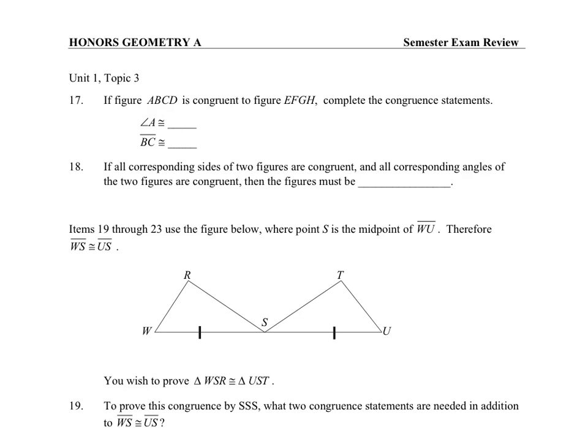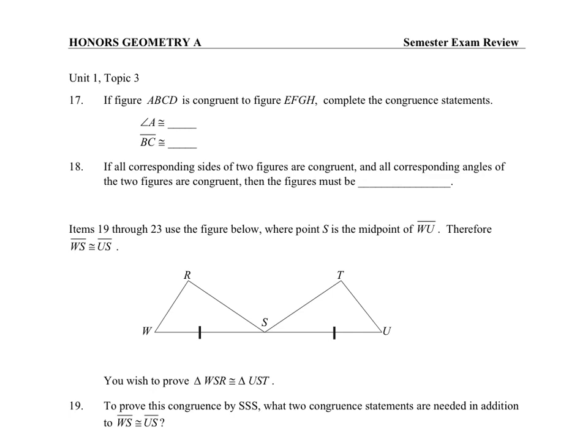This is Unit 1, Topic 3 of the Honors Geometry Semester Exam Review. Question 17 says, if figure ABCD is congruent to figure EFGH, complete the congruent statements.